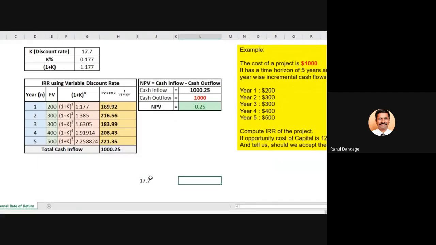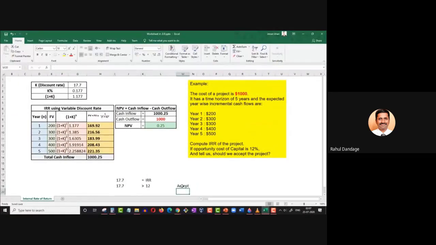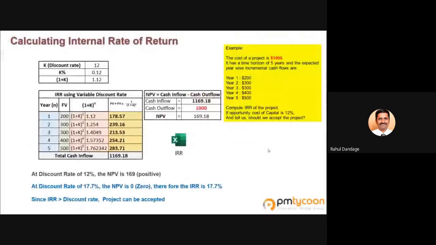So therefore, we need to consider this 17.7% as our internal rate of return. And now, since this internal rate of return is 17.7, which is greater than the discount rate of 12%, we can very well accept this project. So this is how you calculate the internal rate of return.